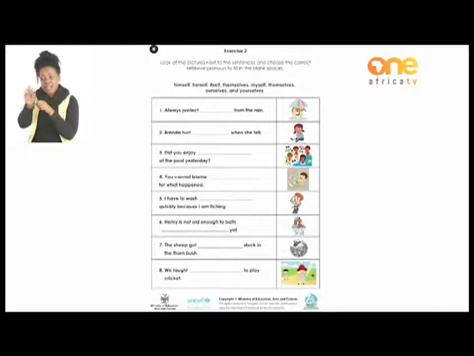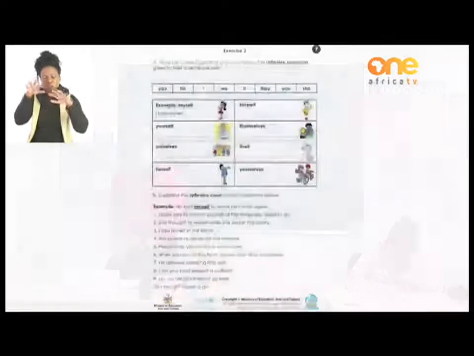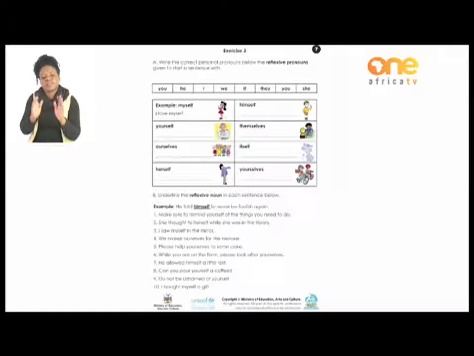Always protect yourself from the rain. That is number 1. Moving on to page 7. On page 7, the instruction says, write the correct personal pronouns below the reflexive pronouns given to start a sentence with. Okay? Now, in the small box, you can see there are examples of personal pronouns.